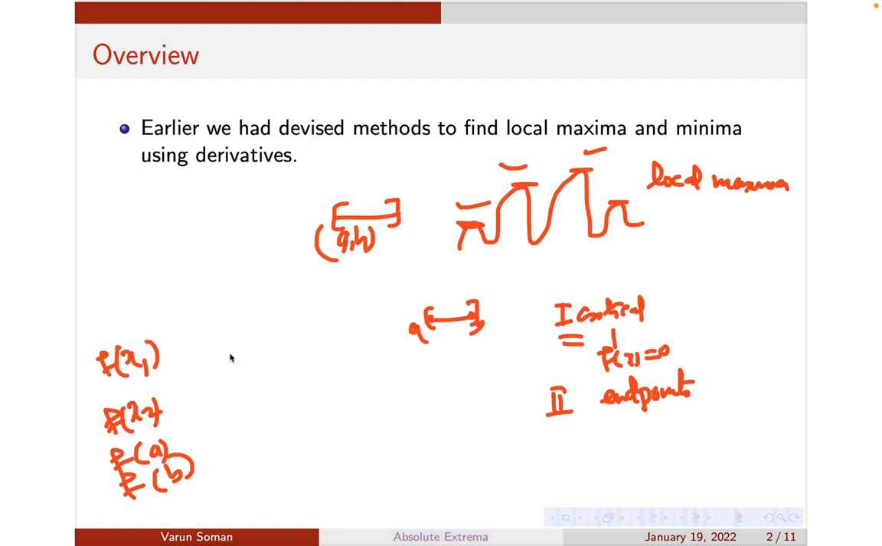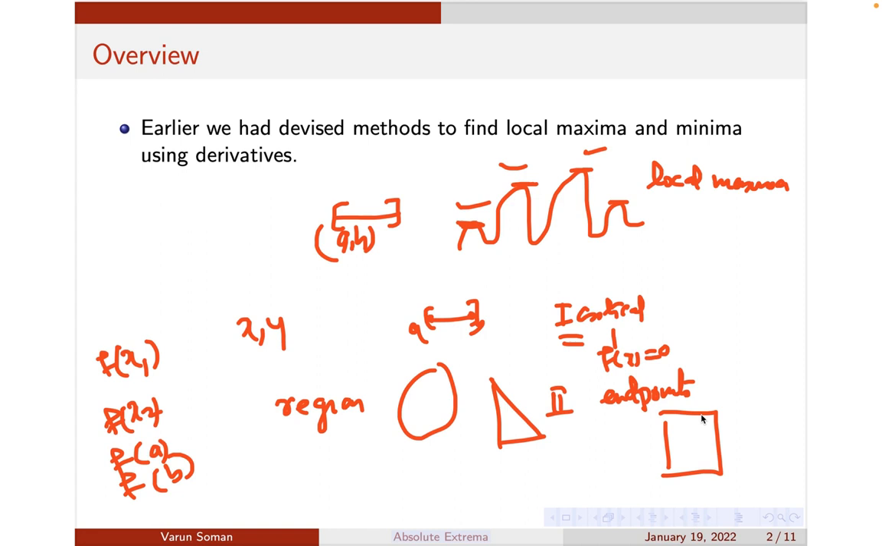Instead of an interval here, since we are dealing with two variables x comma y, you will be given a region in the xy plane. A region can be a circular region, it can be a triangular region, whatnot. It can be any region. So you will be given a closed and bounded region in the xy plane, just like an interval there, and you will be asked to find the absolute maximum and minimum of a function in this region.